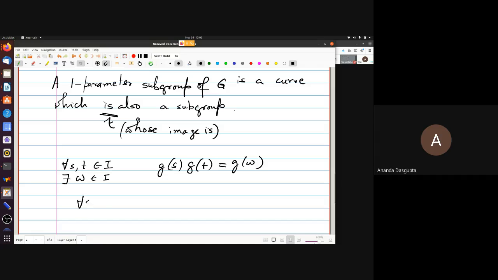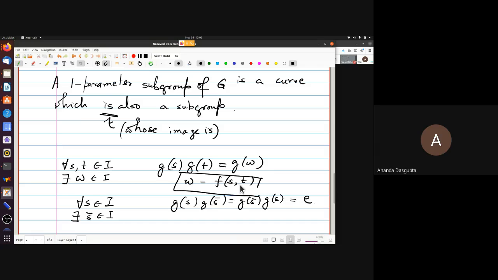And there must exist a parameter, let's call that s bar with a bar on top, such that g of s bar equals E. And this w will of course be some function of s and t, and let's call that f for the time being. Okay. So is this idea clear? This seems like a trivial thing to say.